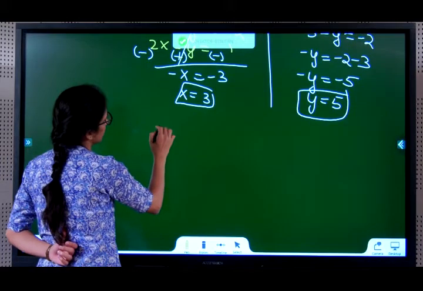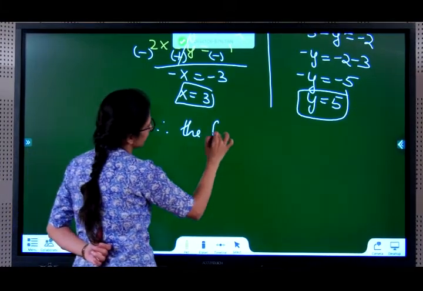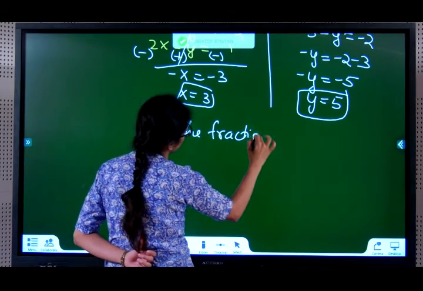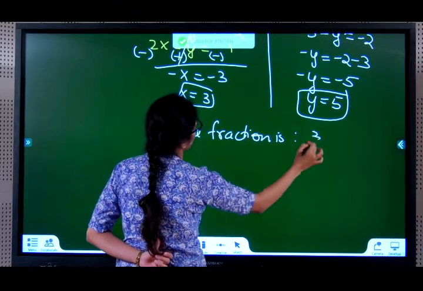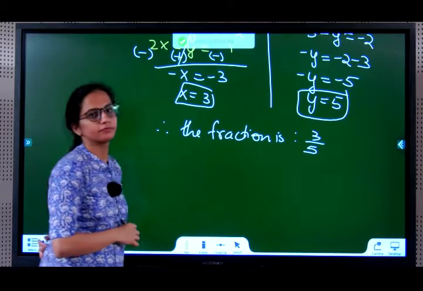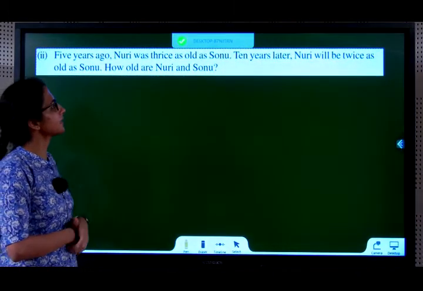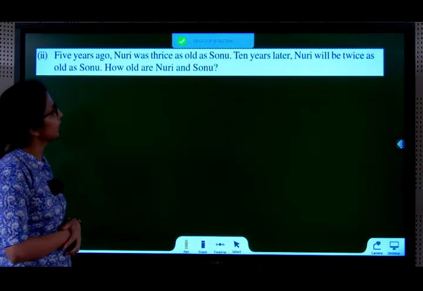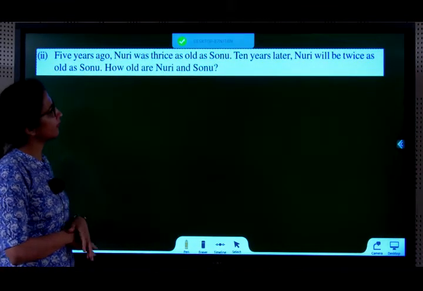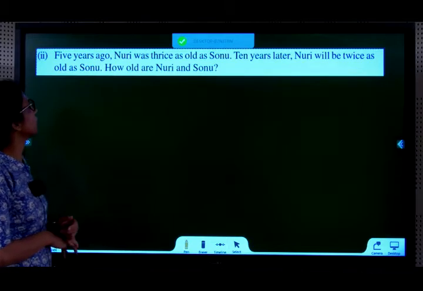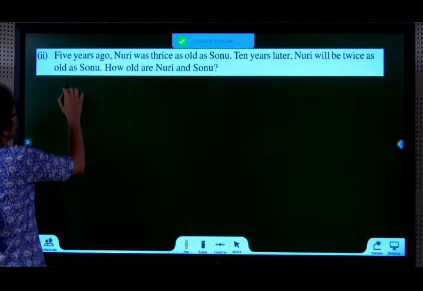Therefore, we can say the fraction is x by y. So 3 by 5. Question 2. 5 years ago, Noori was thrice as old as Sonu. 10 years later, Noori will be twice as old as Sonu. How old was Noori and Sonu?